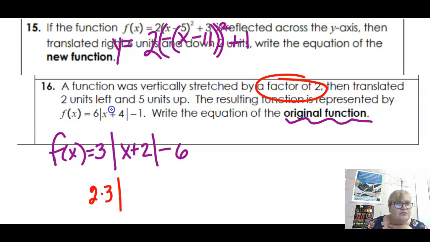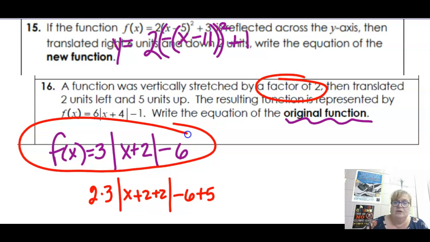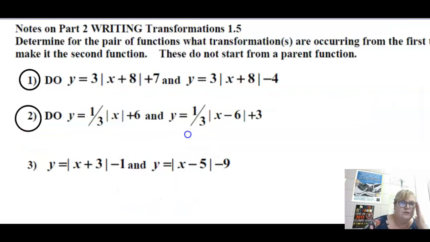and then 2 left, would be adding 2 more, and then 5 up would be adding 5 back here. Would that give us what we had originally? I think so. So I think this is the original. Those are tricky, very tricky. All right, but that's what this is, and I did assign a few of these.